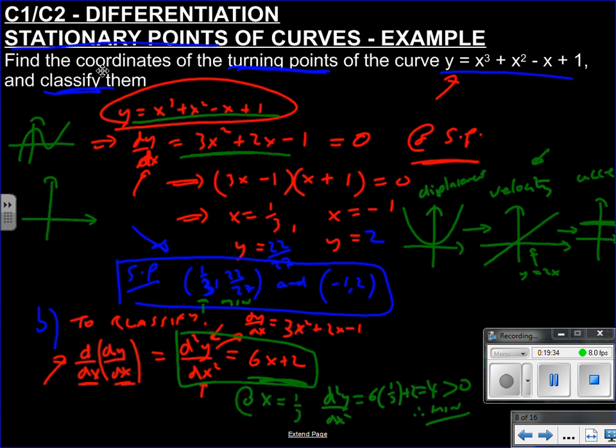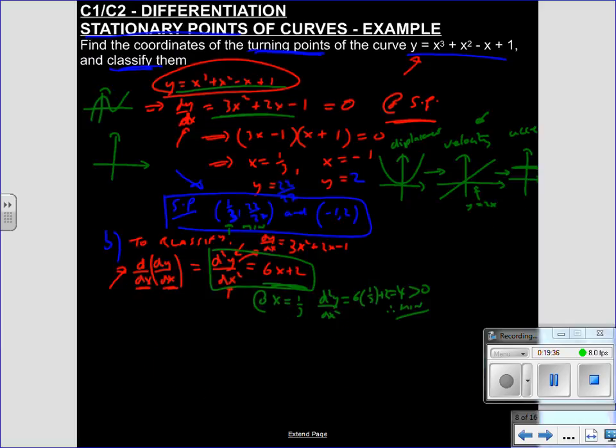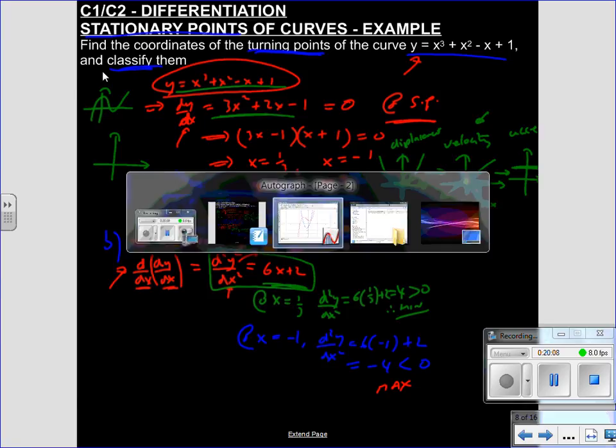Whereas the other one, so if now we say at x equals minus 1, d squared y over dx squared equals 6 times minus 1 plus 2, which equals minus 4, which is less than 0. And again, that must mean we have a maximum because our acceleration is now decreasing. So our velocity will start to decrease after that point. So it must be its highest point.